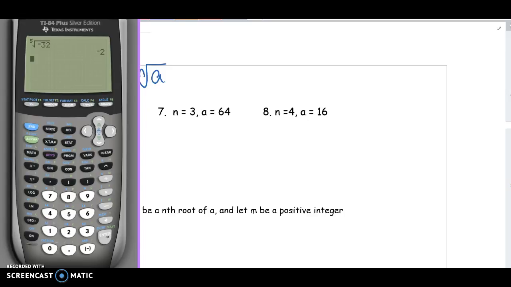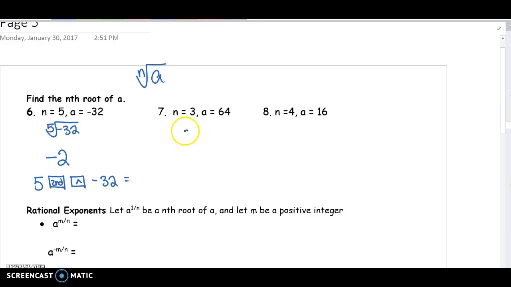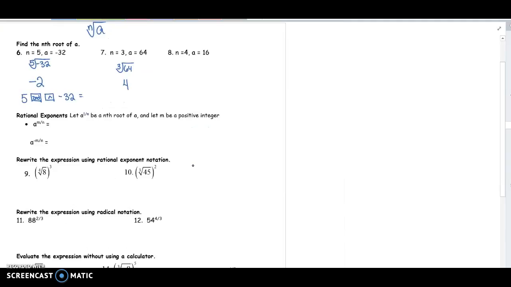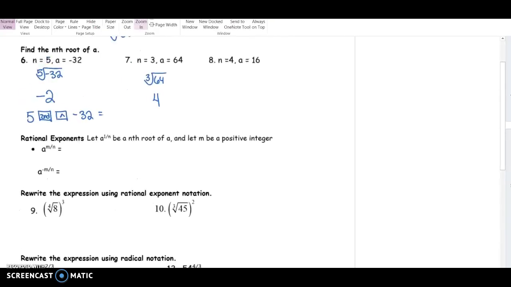So let's try the third root of 64. Try it on your calculator. Then I want you to look for it on the perfects chart. Okay, the third root of 64 is 4. Because it's an odd index, your positive, negative should match whatever your radicand is. So third root of positive 64 is positive 4.